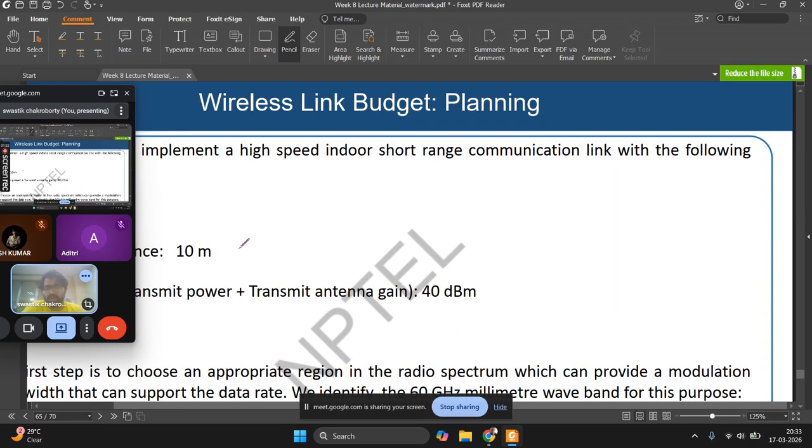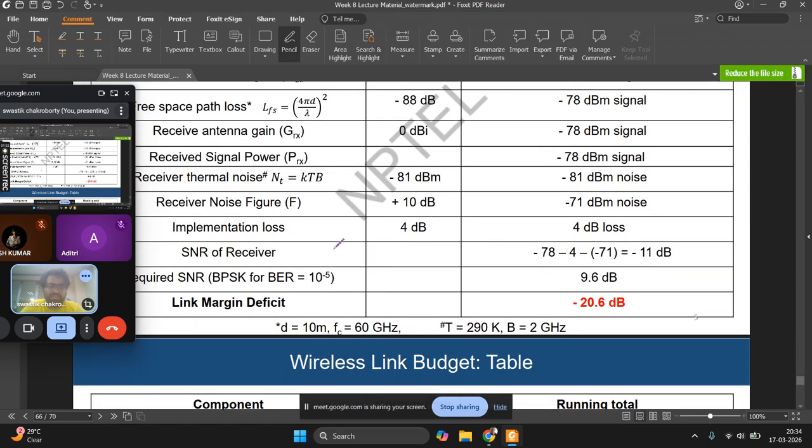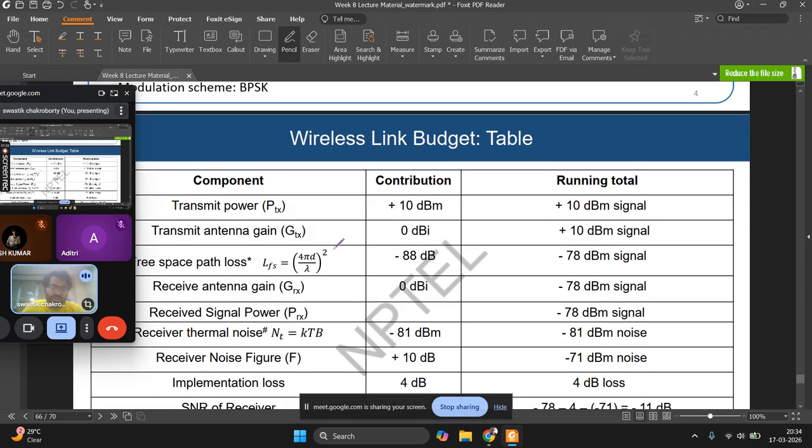Now of course there are problems based on link margin which you have got in your assignment. These are pretty straightforward problems. You just have to do addition, subtraction. So you have 10 dBm transmit power. There is a 0 dBi gain. So you still have 10 dBm. Now there is a path loss of 88 dB. So you subtract and you get minus 78 dBm. There is a gain of 0 dB, so you still have minus 78 dBm at the antenna. So you receive minus 78 dBm.